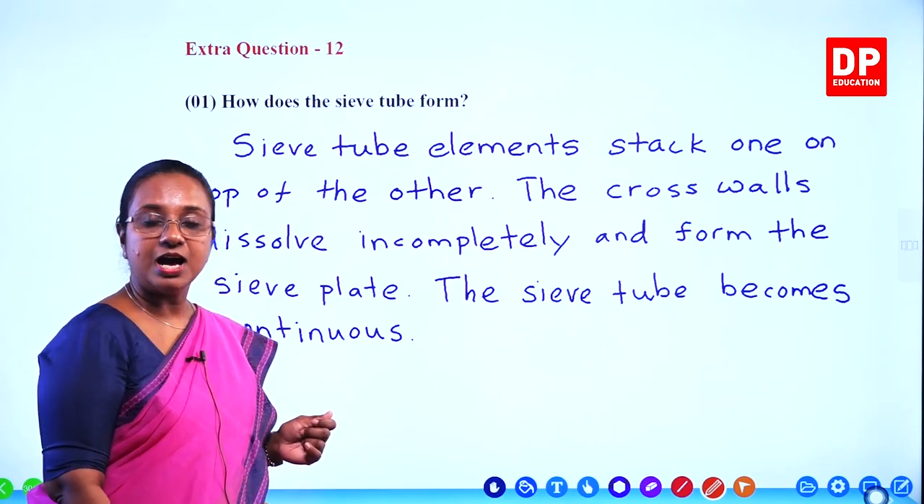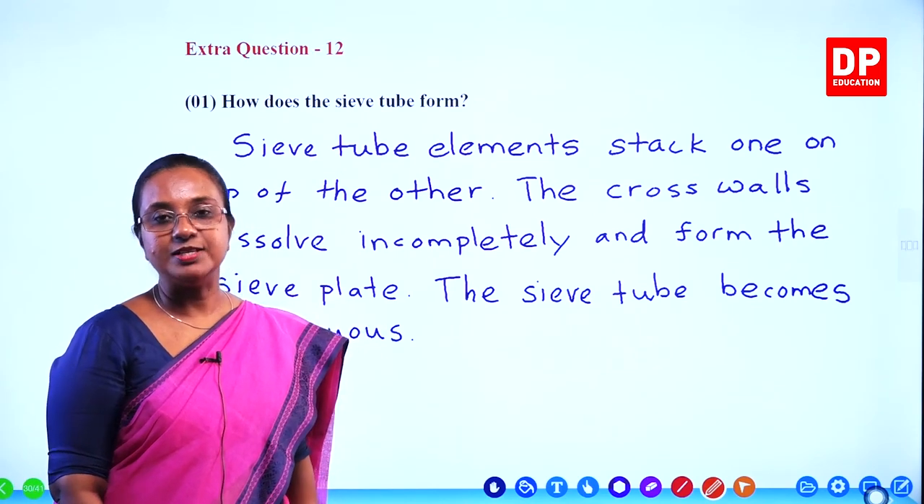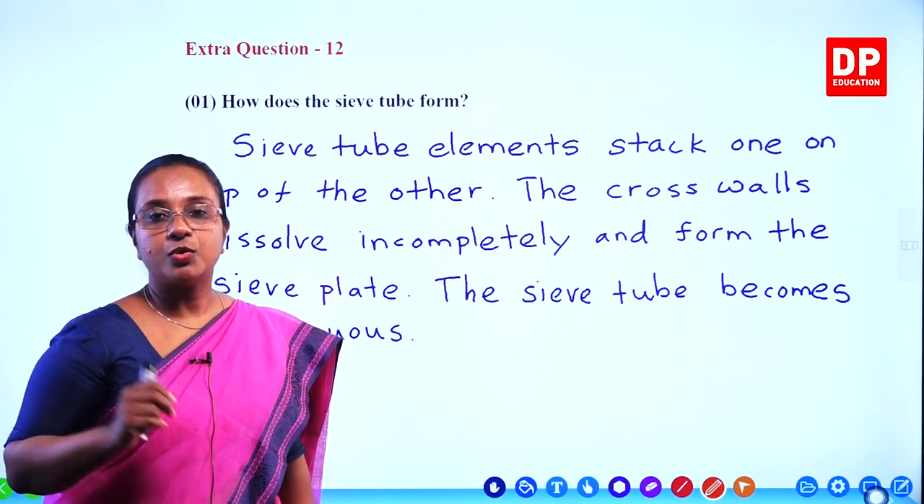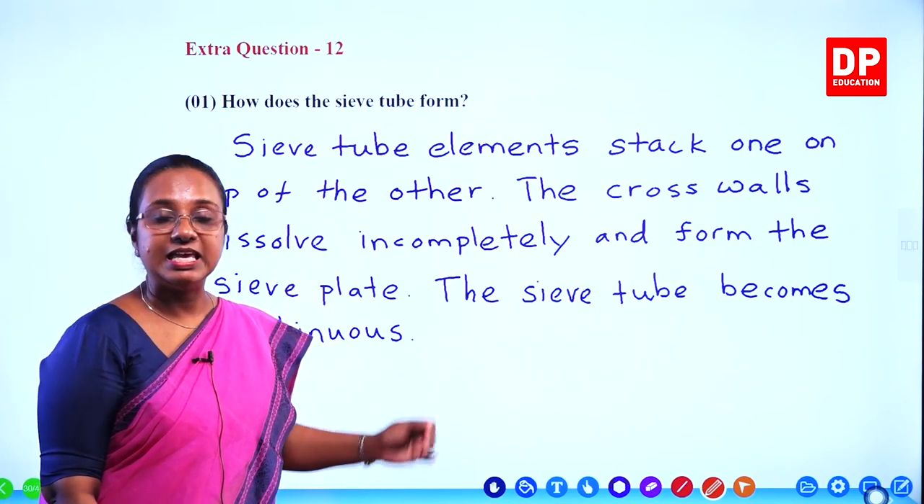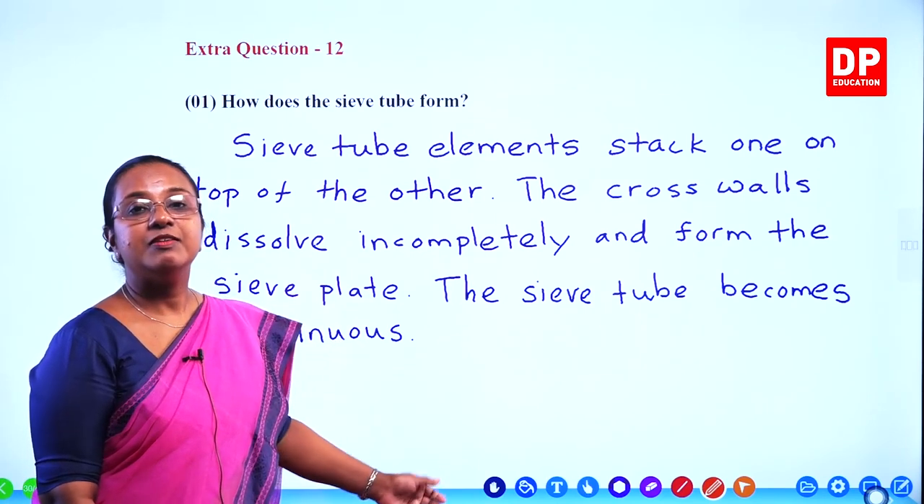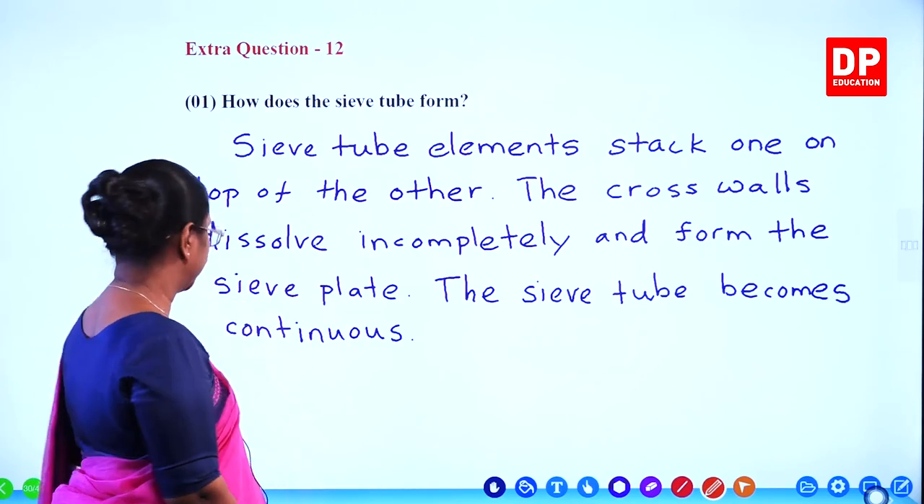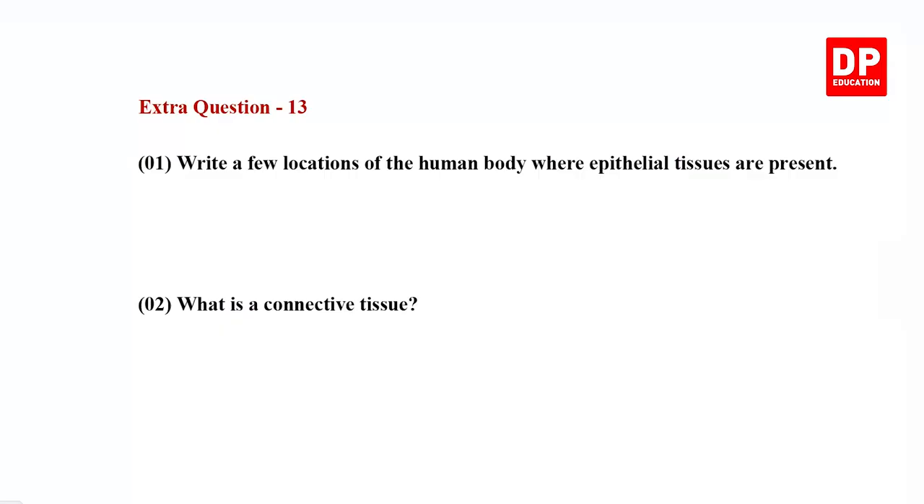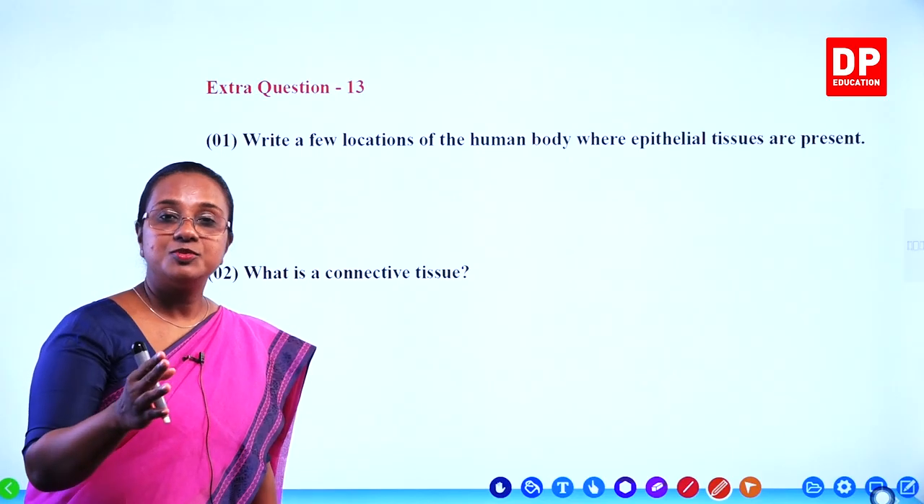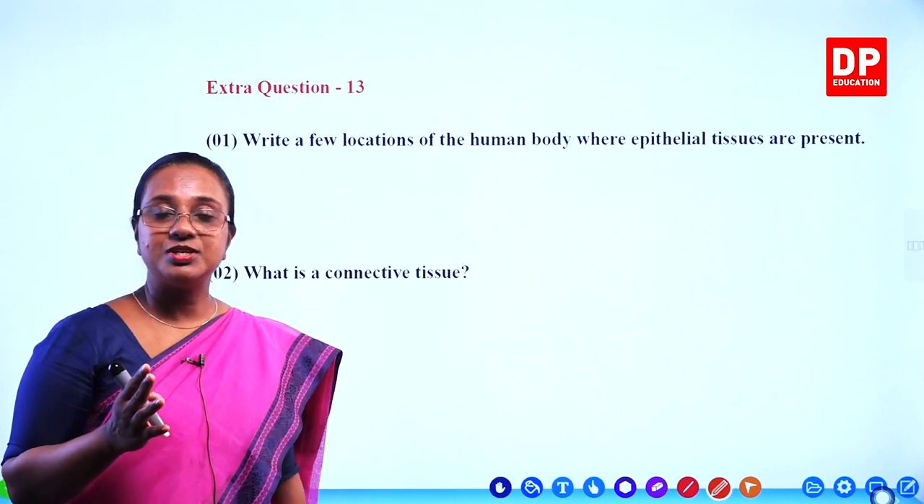So that is how a sieve tube is formed, with the cross walls becoming the sieve plate. We will move on to the next question. Extra question 30. Write a few locations of the human body where epithelial tissues are present. I'm sure you can remember, students.